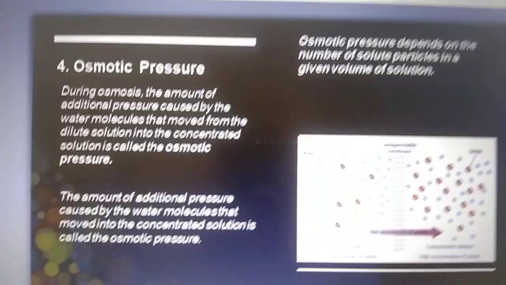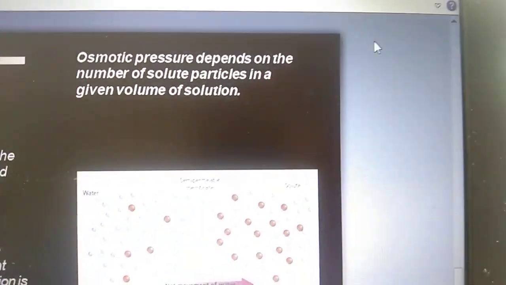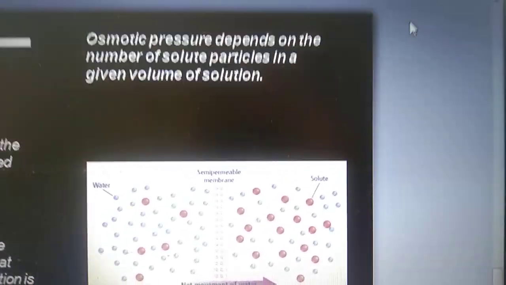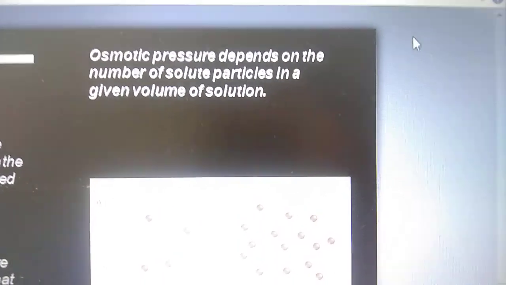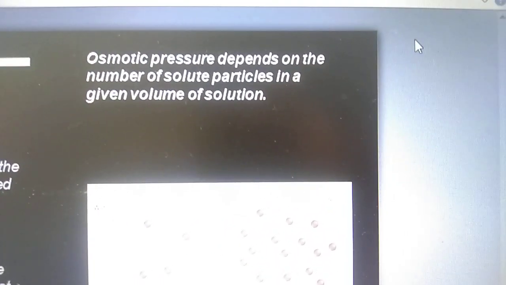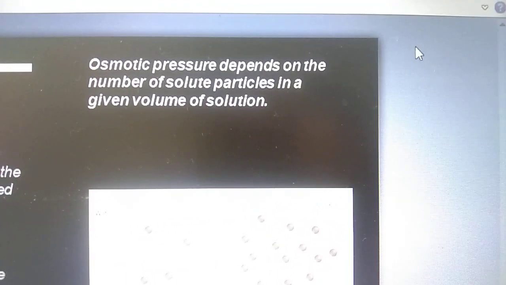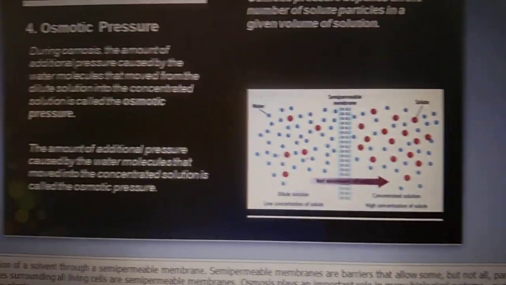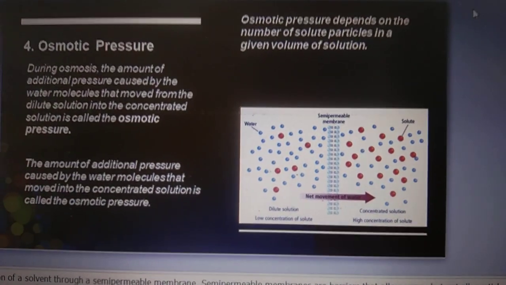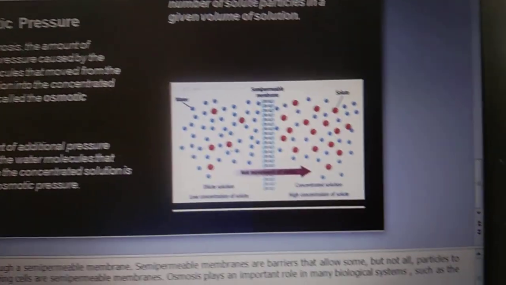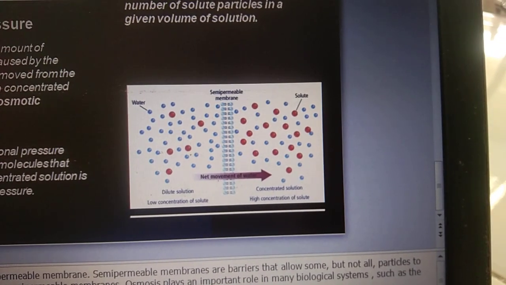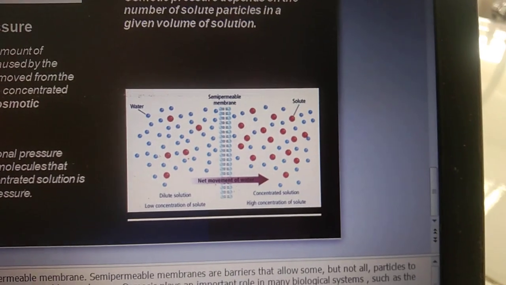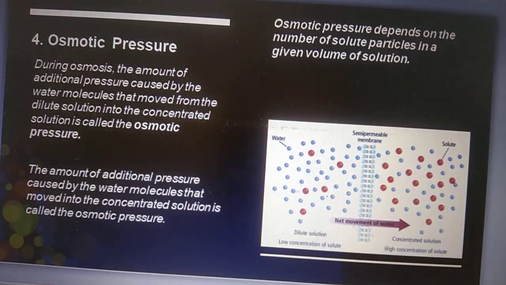For osmotic pressure, remember this: osmotic pressure depends on the number of solute particles in a given volume of solution. It depends on the amount of solute put into the solution. This is the same concept as osmosis in the cell. When one side is more concentrated, the solvent moves toward the less concentrated side. So that's a difference in the concentration gradient. That's osmotic pressure.